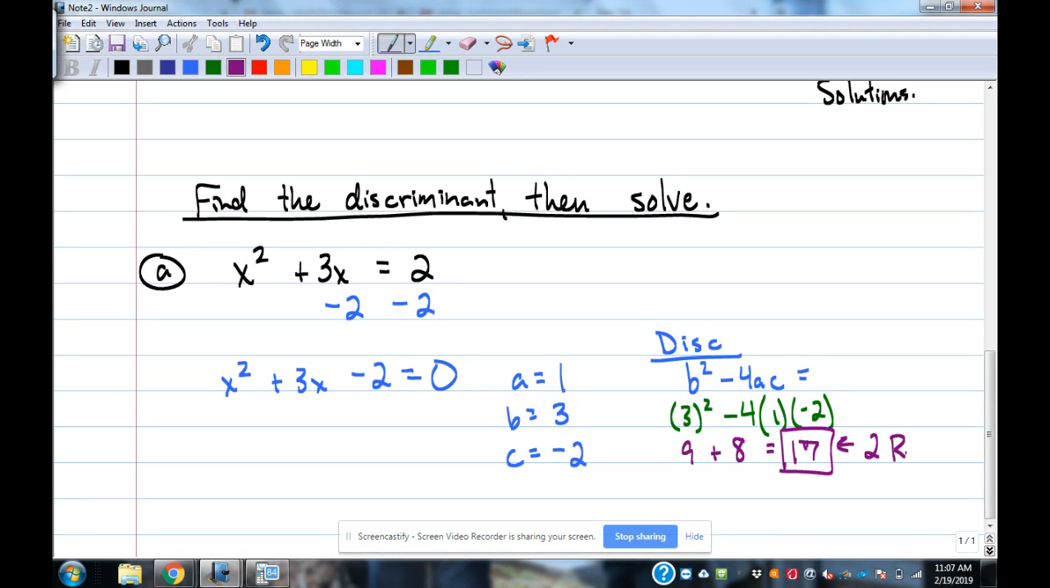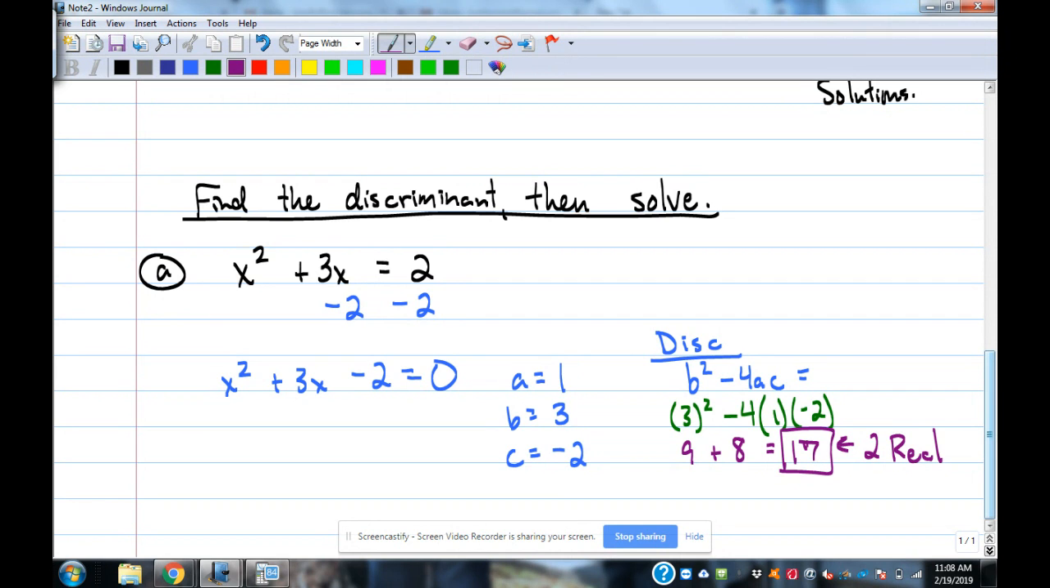2 real solutions. And I'll just write 2 real there. You don't have to write the word solution over and over. 2 real solutions because that 17 is what kind of number? It's positive. Anytime we get a positive, it's going to be 2 real solutions. Let's find those 2 real solutions.